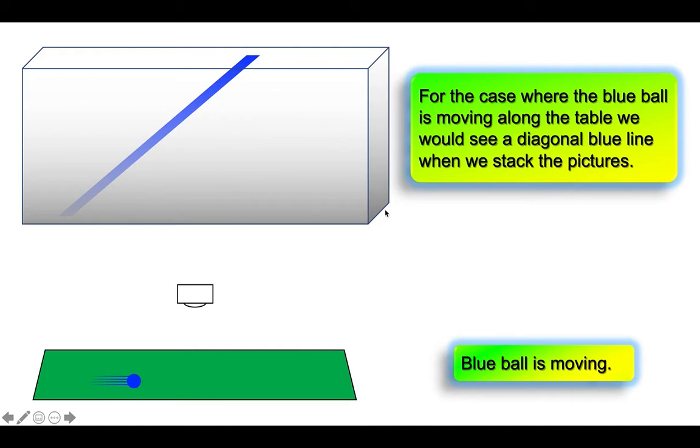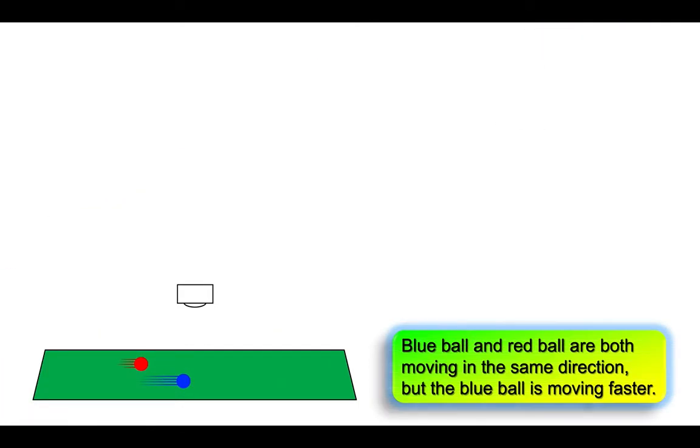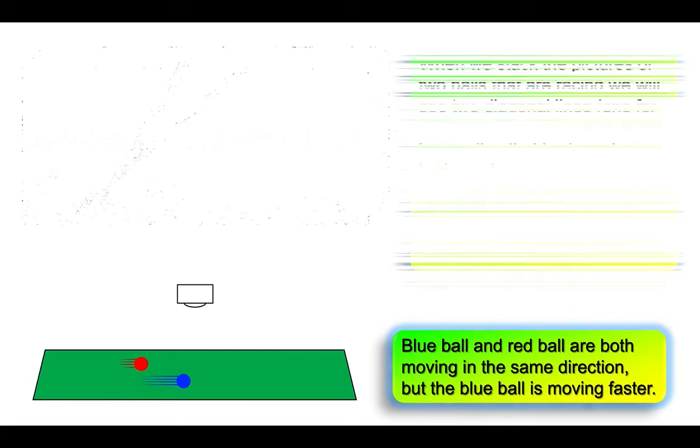The very first picture at the bottom of the stack, the ball was here on the table. But at the very last picture, at the top of the stack, the blue ball was roughly here on the table. Now we could ask, what if we have two balls on the table and they're racing? So let's consider the blue ball and the red ball are both moving in the same direction, but we're going to say the blue ball is moving faster than the red ball.